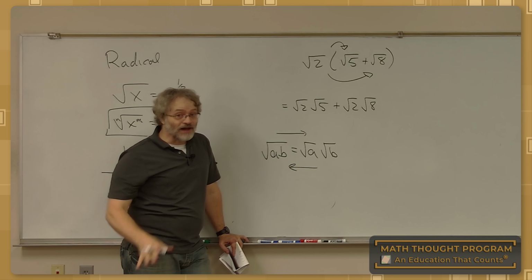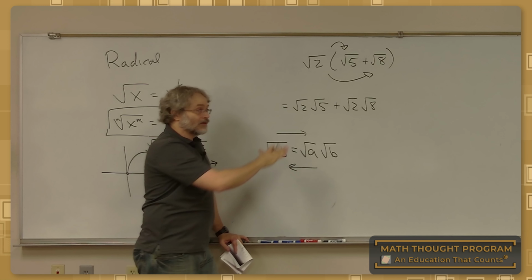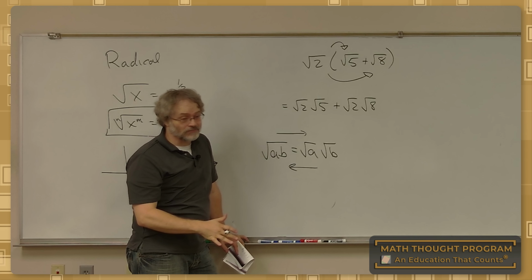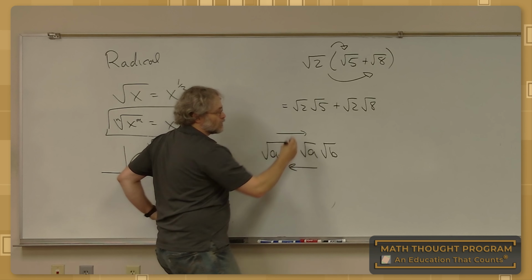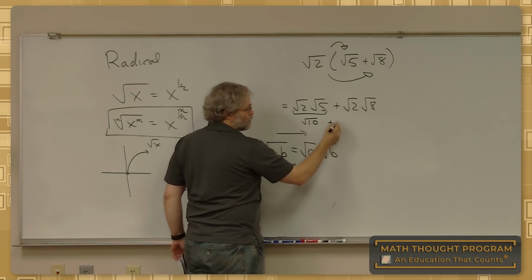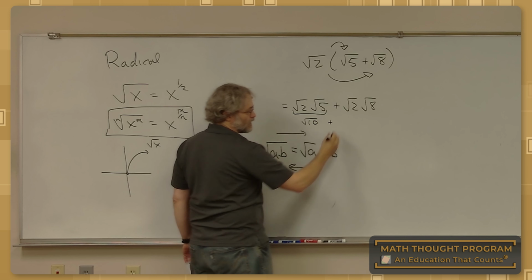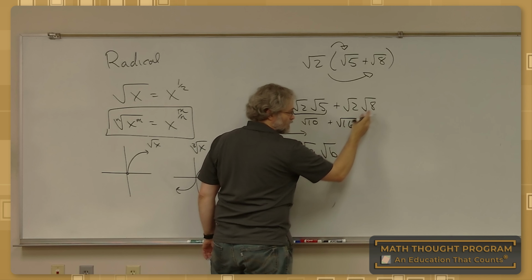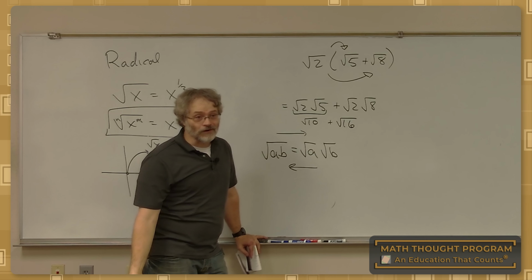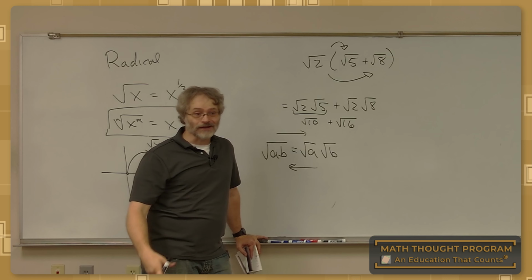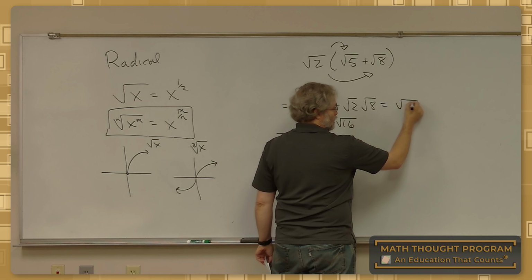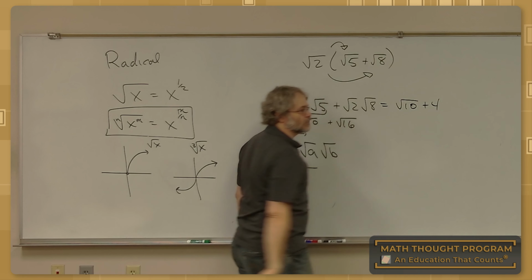This is for real values, though. If I jump out of this thing called real values, things change up. We'll talk about that later on. So this part here, I can rewrite as root 10. This part here, I can write as root of 2 times 8, which gives me root 16. Then I see 16 is a perfect square. I take 4 times 4, I get 16. So I can rewrite this as root 10 plus 4.